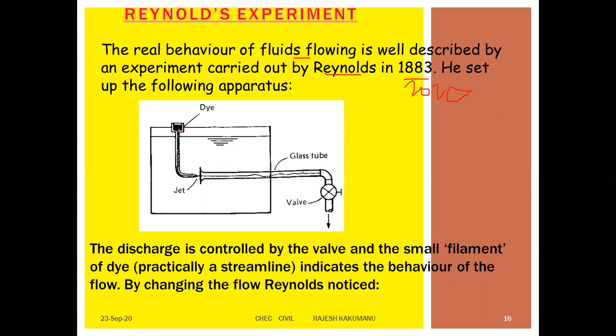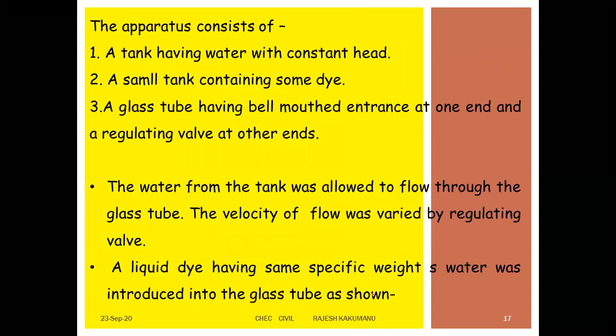He took a dye, some pigment, right? The discharge is controlled by the valve, and there is a small filament of dye. How is the discharge controlled? Discharge means what comes out. The discharge is controlled by the valve. See, this is the valve opening and closing, and a small filament of dye indicates the behavior of the flow. By changing the flow, Reynolds noticed what?